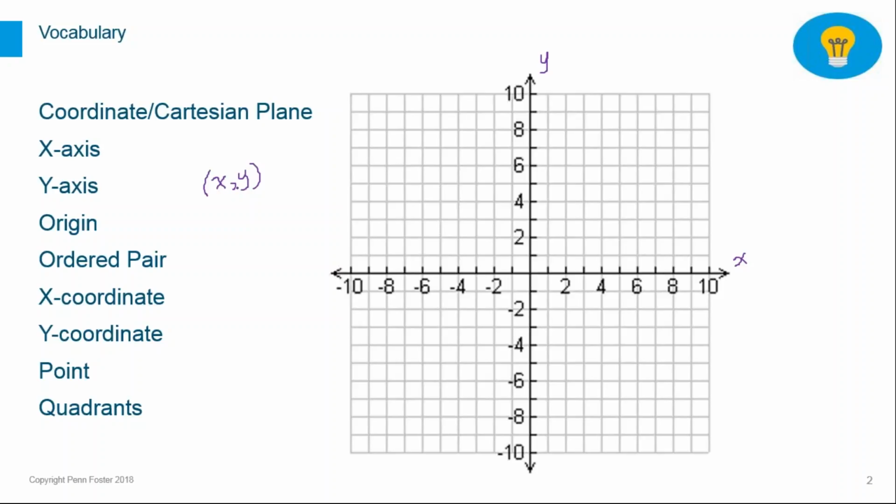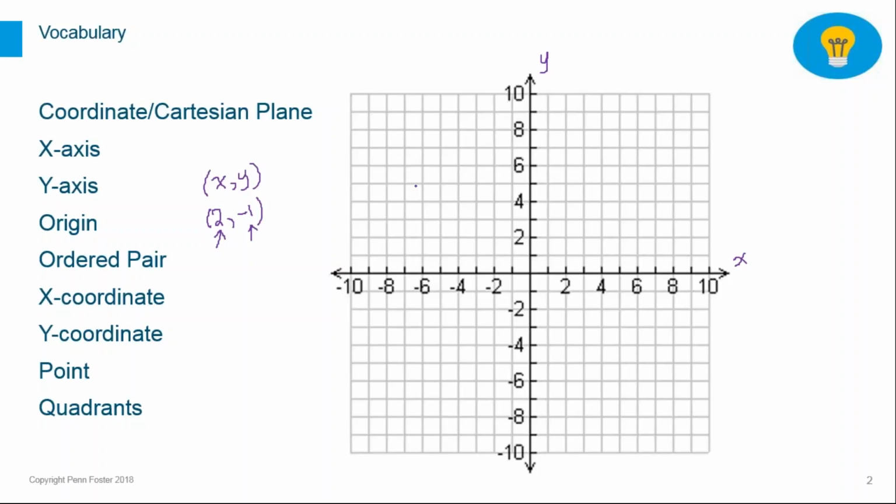Now, x and y with a comma in between and those two parentheses, we call them ordered pairs. So if I have a point (2, -1), this is an ordered pair or a point. Now 2 is the x coordinate of that point, -1 is the y coordinate of the point. And the point is just a tiny space on that Cartesian plane that has the two coordinates defining that point.